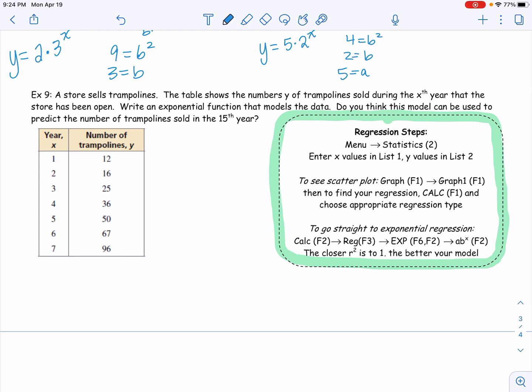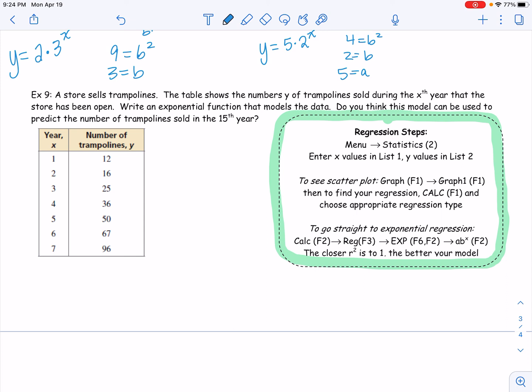Now, this problem tells us specifically to write an exponential function that models this data. So we already know that this table is showing exponential data. What we don't know is the initial value, the base, or the rate, or anything like that. So to get that information, we're going to go to our calculator.